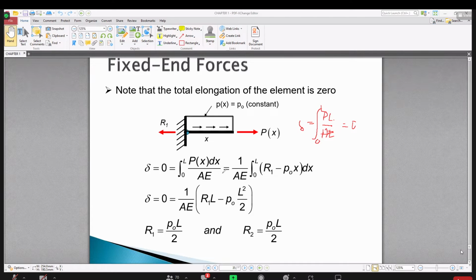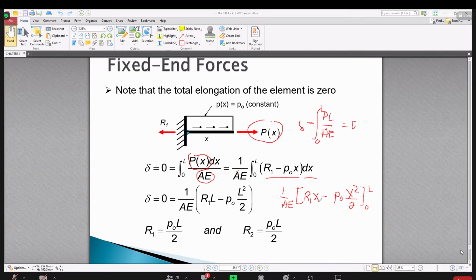This one is constant, so I can place this outside. And what is this? The force, which is a function of x, R1 minus P sub O x, the one I discussed earlier. So you have to integrate this one. It becomes 1 over AE, and the result is R1 x minus P sub O x squared over 2. And you evaluate this from 0 to L.